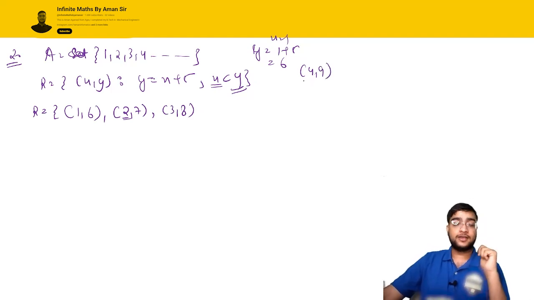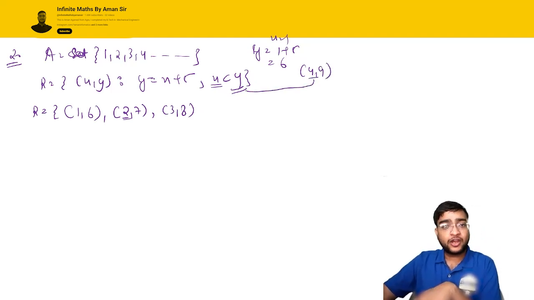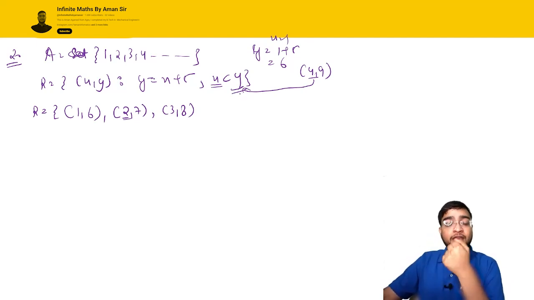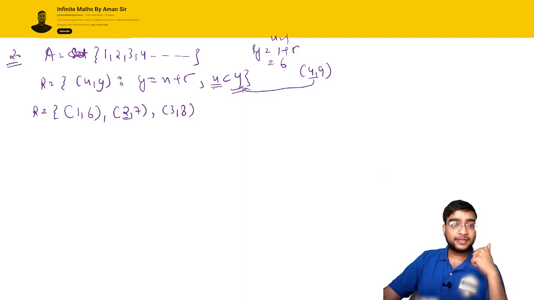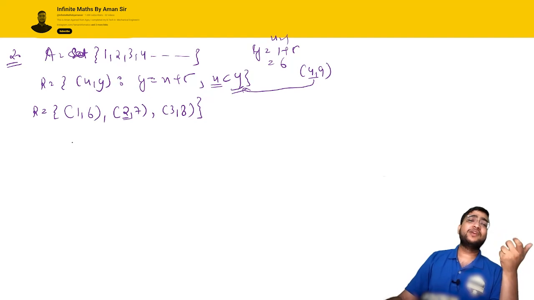You can say no sir, because 4 is not less than 4, according to this condition. If they are equal, we would take the element 4, but for x you cannot take 4. So these are the 3 pairs that exist. So easily you can say sir, this is not reflexive. Is this symmetric? No.